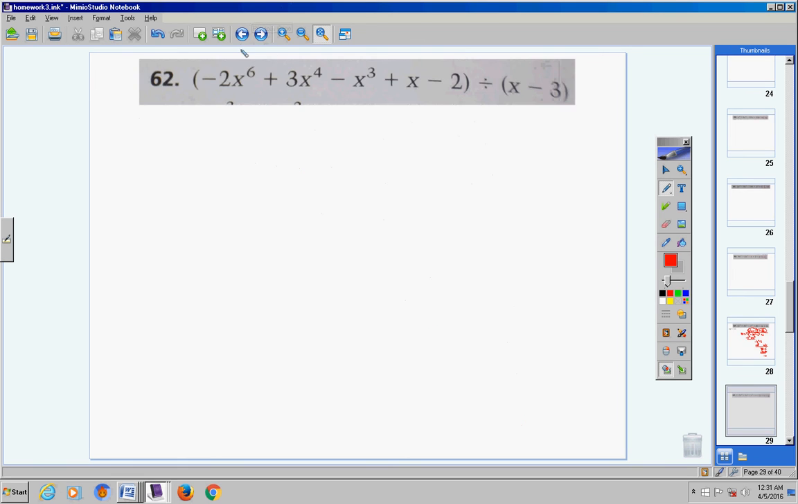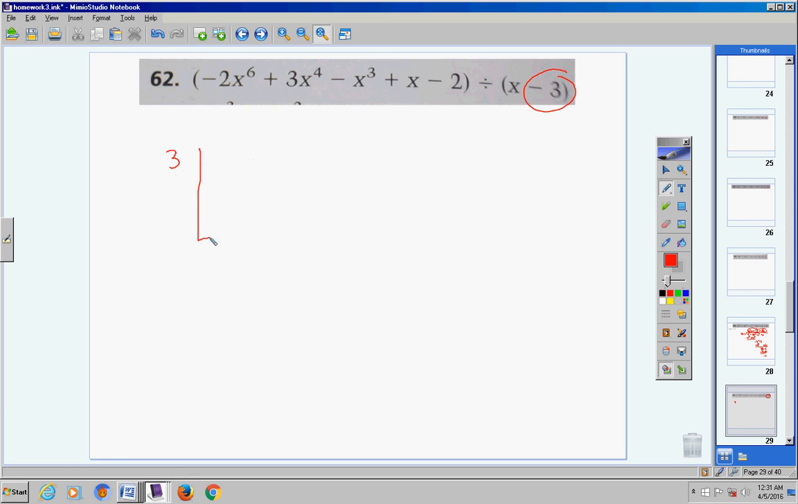Now, we're going to divide this by using synthetic division. So remember, first of all, run your test on your divisor. First of all, it has to be a binomial, and it is. Second of all, there has to be a power of 1 here, and there is. So we're good. Remember, you change the sign of this number here. It's a negative 3, so I put a positive 3.